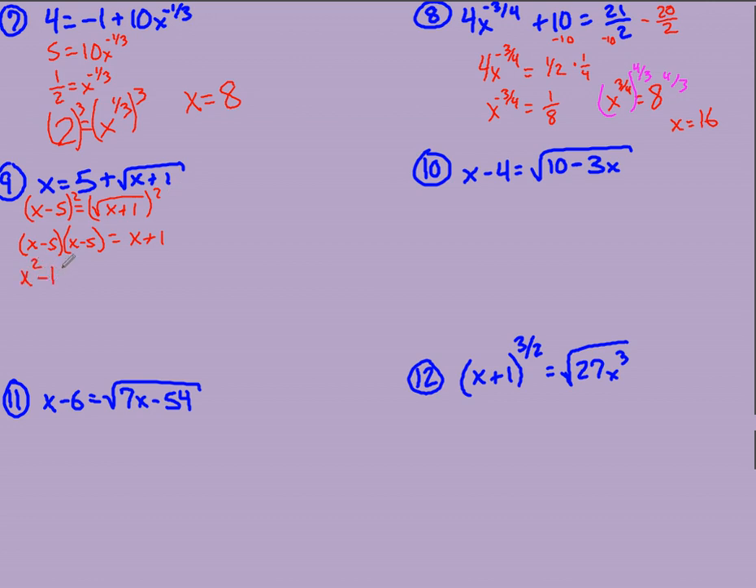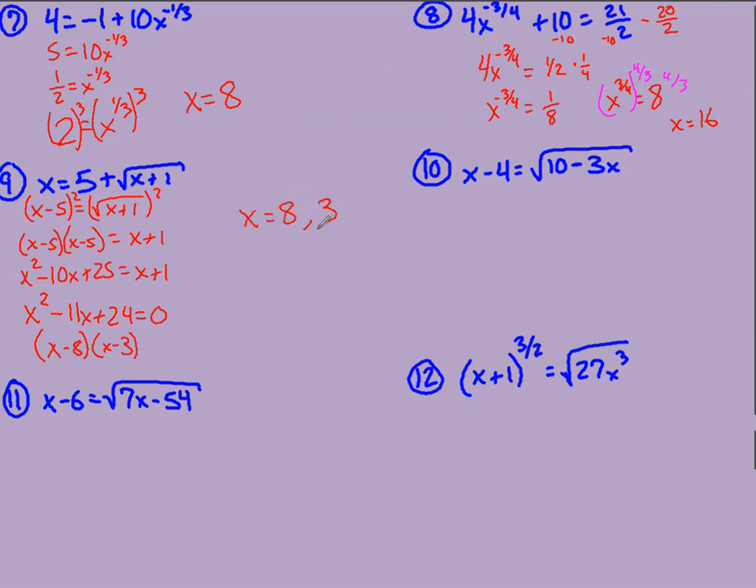So x squared minus 10x plus 25 equals x plus 1. What I need to do is bring everything over to the left-hand side and then see what happens. I'll probably have to factor again. X squared, it'll be minus 11x when I subtract the x over, and plus 24 when I subtract the 1 over, equals 0. Let's factor that. Factors of 24 that add up to 11 would be 8 and 3. So that means my final answers here are x equals 8 and x equals 3.